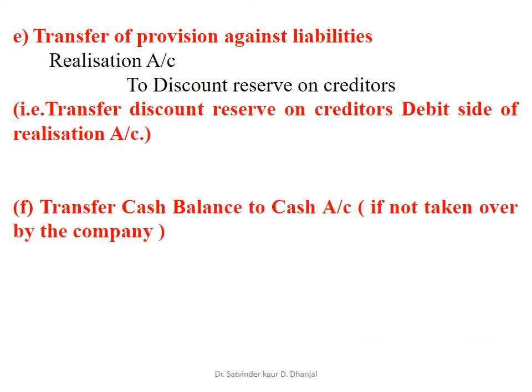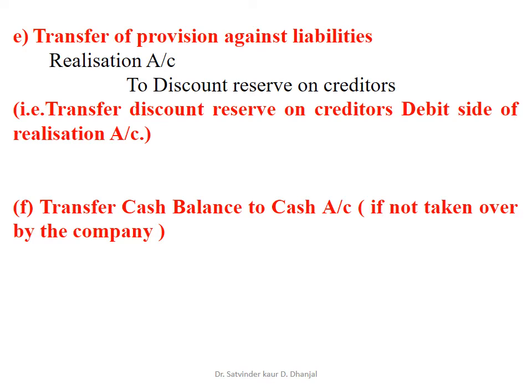So let us continue the second step, that is transfer of balances. Here is the E point, transfer of provision against liability. The journal entry for the same is realization account debit to discount reserve on creditors. That is, transfer of discount reserve on creditors on the debit side of realization account.